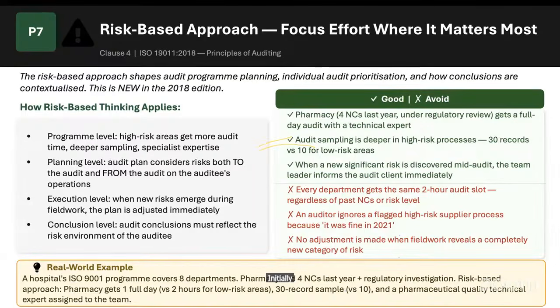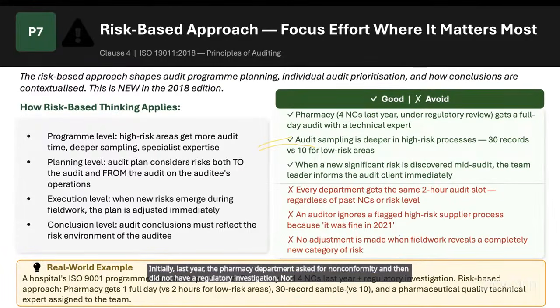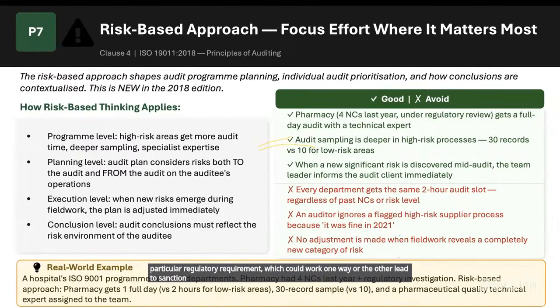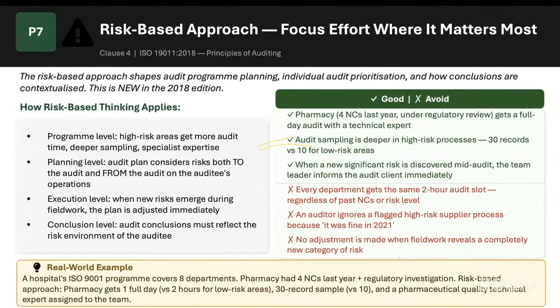Initially, last year, the pharmacy department had 4 non-conformities, and then they also had a regulatory investigation. Note on the regulatory investigation, when a regulator comes to investigate a particular thing, what it means is that they have either heard or they know that you are not conforming to a particular regulatory requirement, which could one way or the other lead to sanction. Now, you are conducting that same audit this year. What do you do as an auditor?